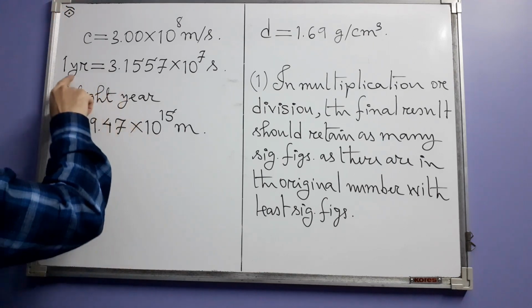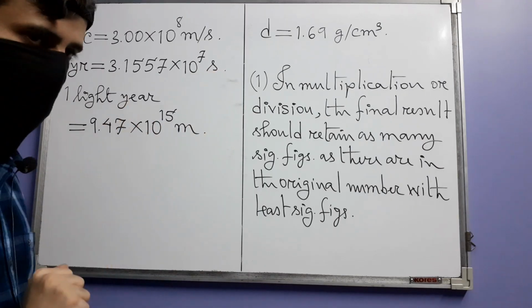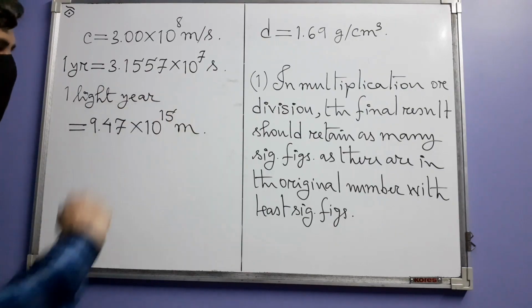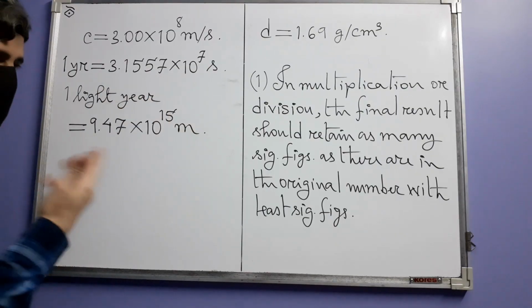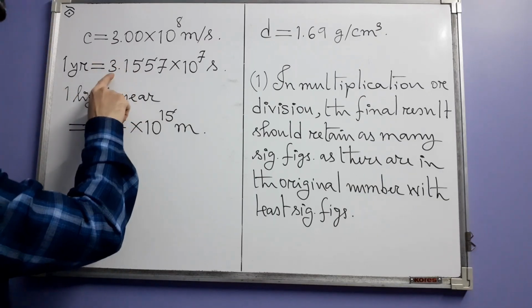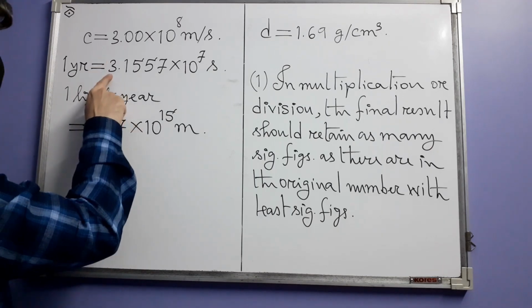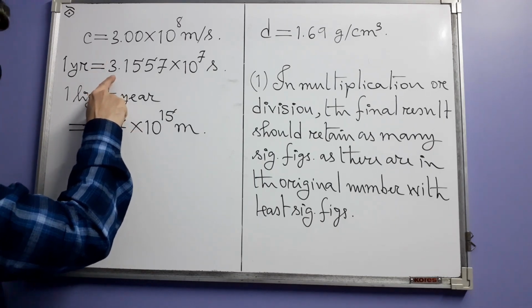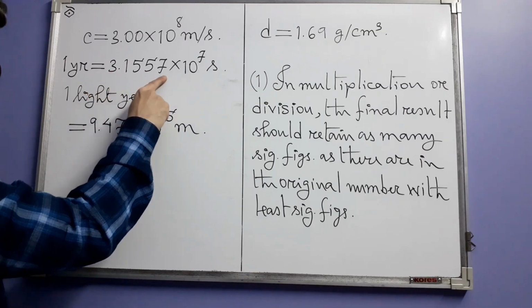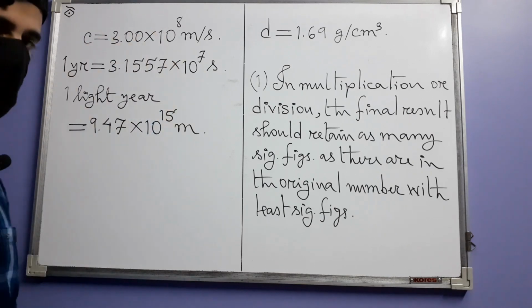Whereas if you see the number of seconds that 1 year has, say someone measured this with some kind of device and this was found. So here the number of significant figures is more: 1, 2, 3, 4, 5. 3.1557 times 10 to the power 7 second.